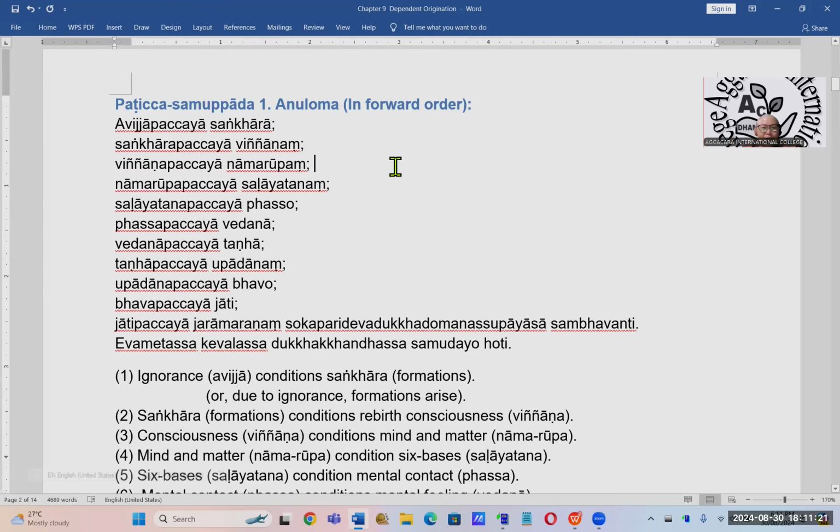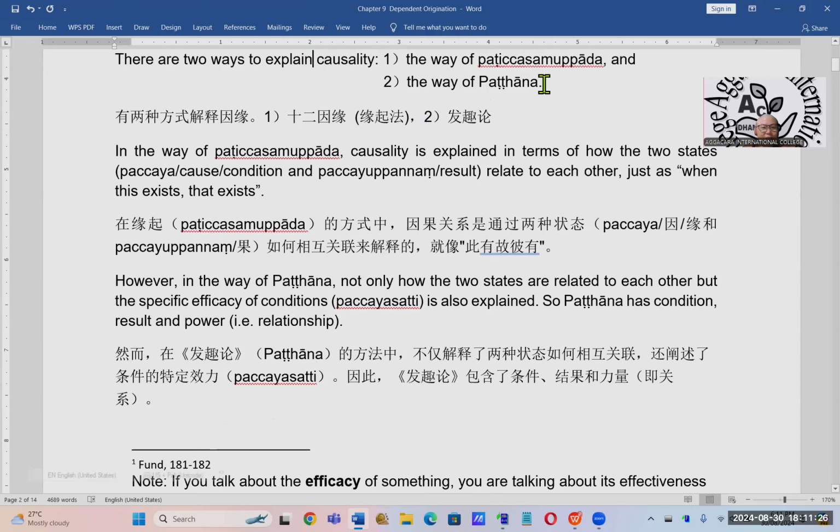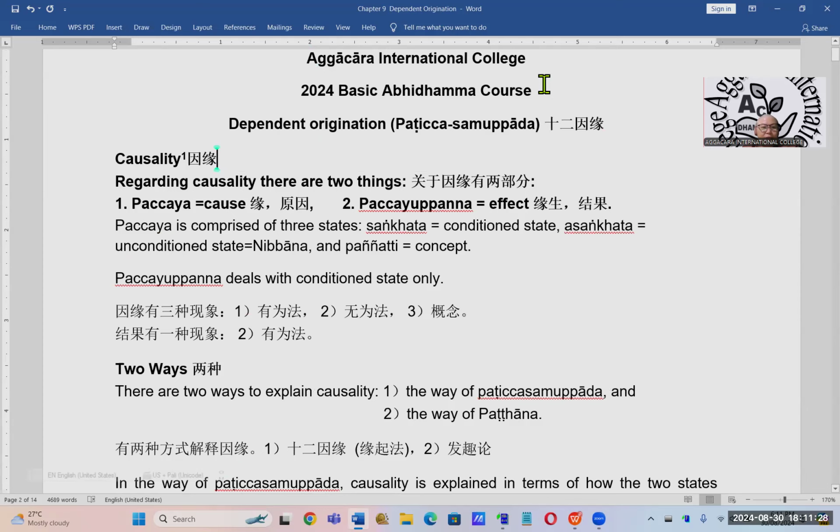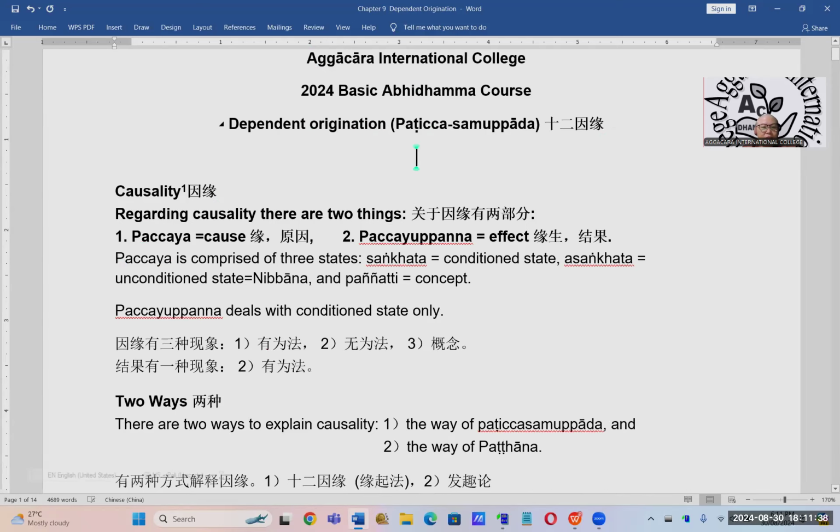Now, we warm up while waiting for people to come out. We still have to start from page one. Now this is called dependent origination. This is the accepted translation, but there are many ways to translate it. Somebody translates it as dependent arising. So there are other translations, but this is the best one, and this one is also quite acceptable. Anyway, the Pali is paticca samuppada.